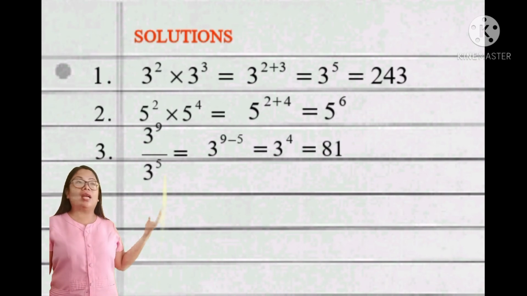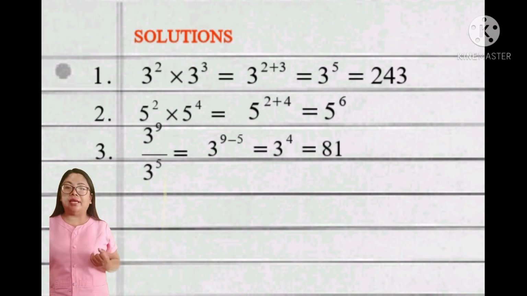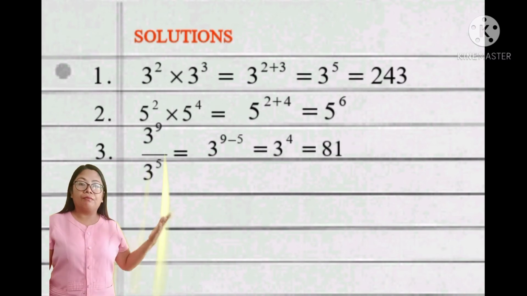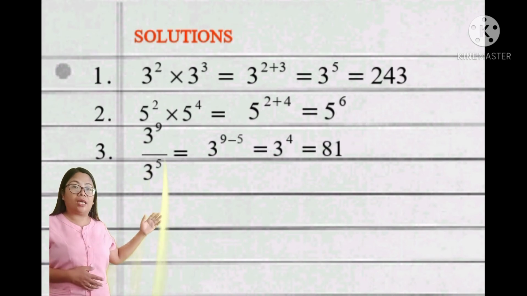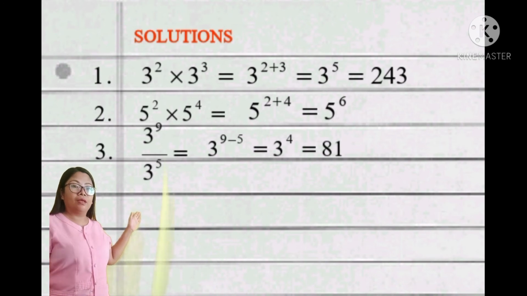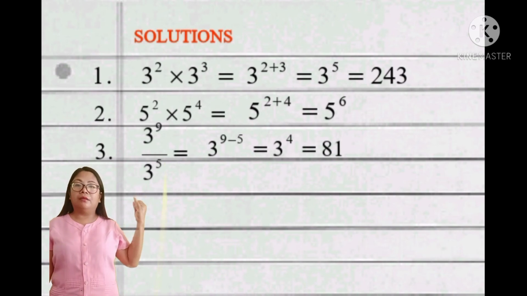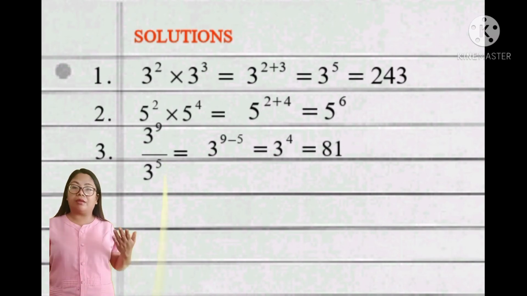Last, number 3. 3 raised to 9 divided by 3 raised to 5. The answer is 3 raised to 9 minus 5. Because we have the same base of 3, just subtract the exponents, which is 9 minus 5. The answer is 3 raised to 4. We have 3 times 3 times 3 times 3. The answer is 81. Did you get the correct answer?